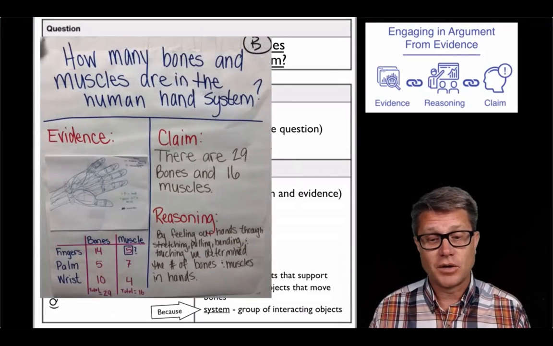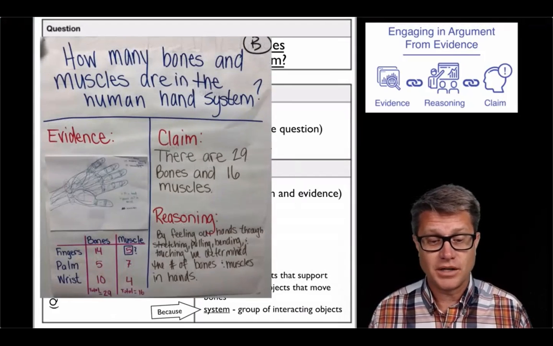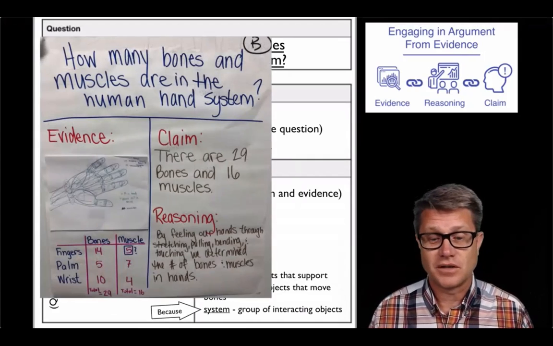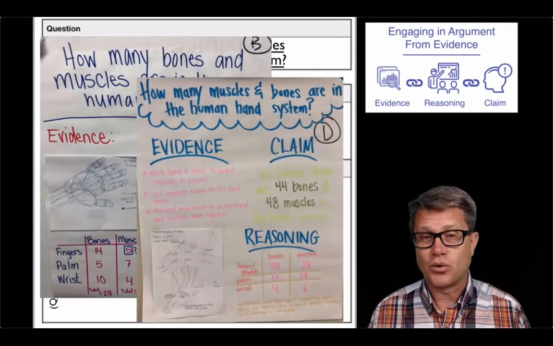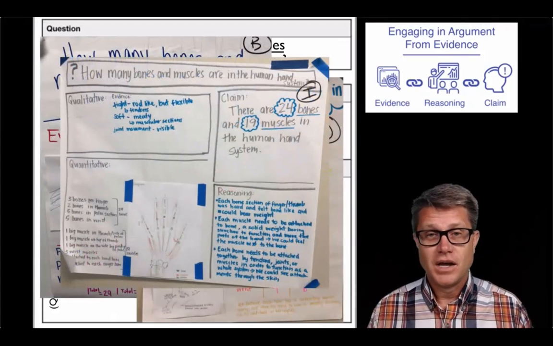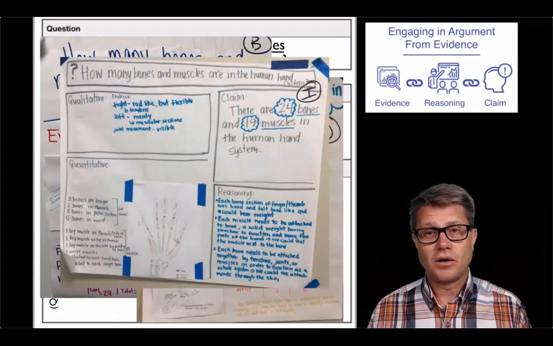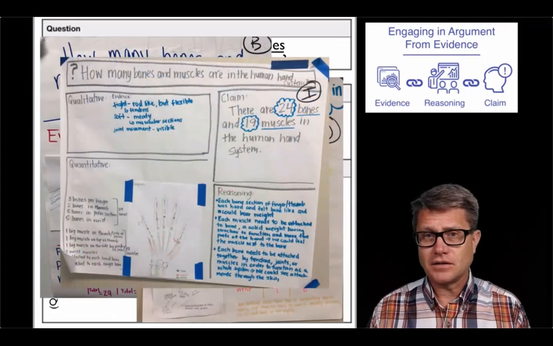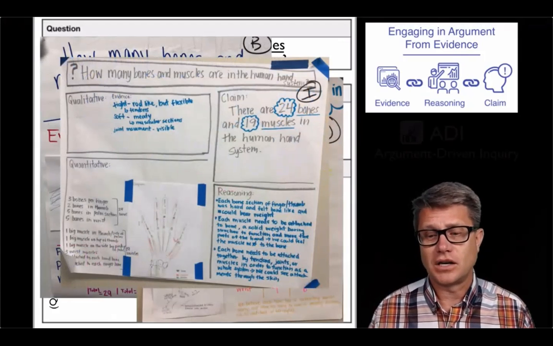If we look at some of the posters, these people think there are 29 bones and 16 muscles in the hand, whereas these people think it's 44 and 48, and these people think it's 24 and 19. Now we can get these posters up on the wall, we can look at how they gathered the evidence, and we can start to improve the argumentation that we have.